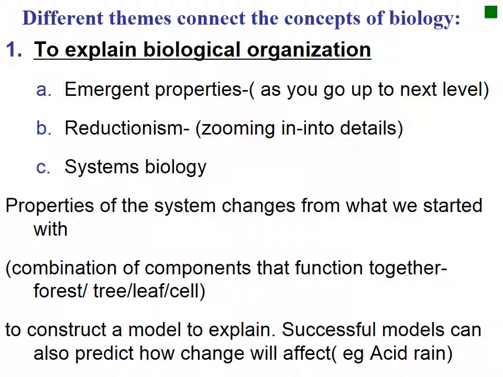This facet is called systems biology. Okay, the properties of the system change from what we started with, and it sort of changes to a combination of components that function together. Okay, so that is done. So this explains emergent properties, this explains reductionism, this explains systems biology.